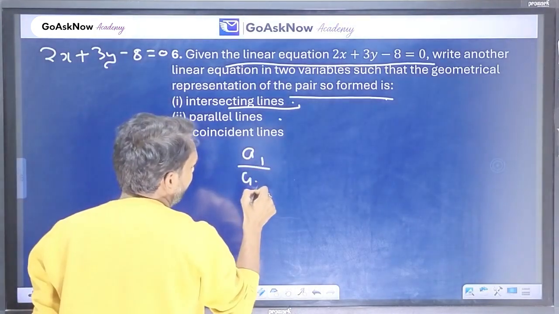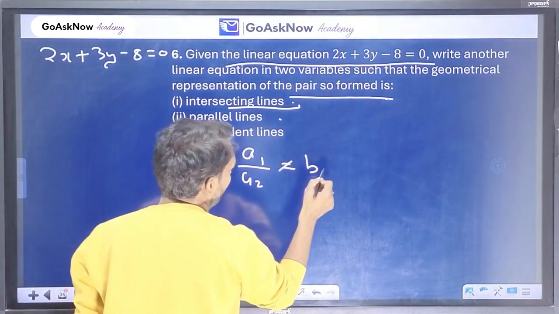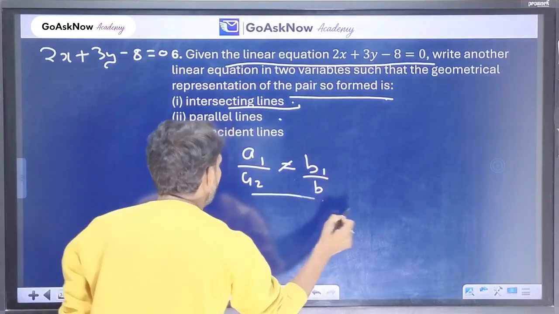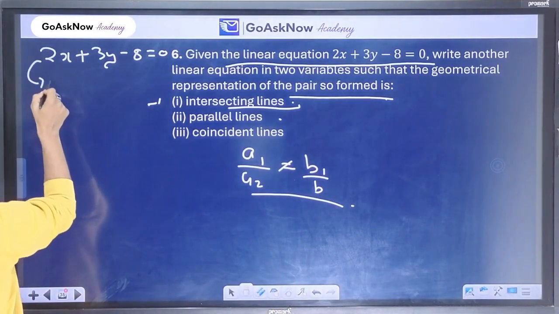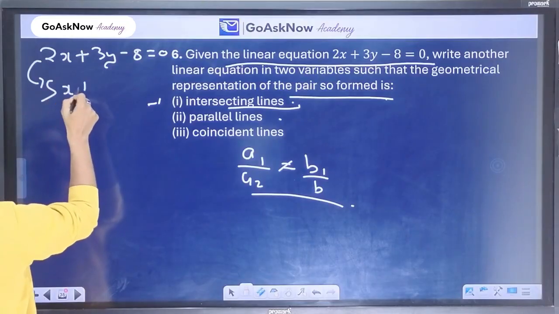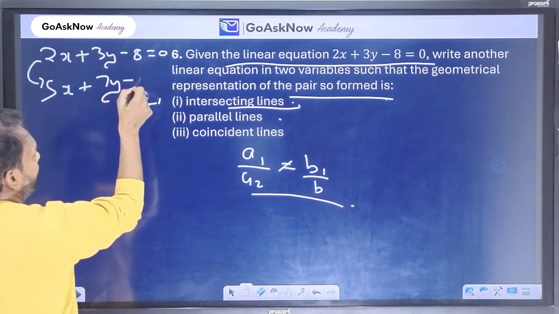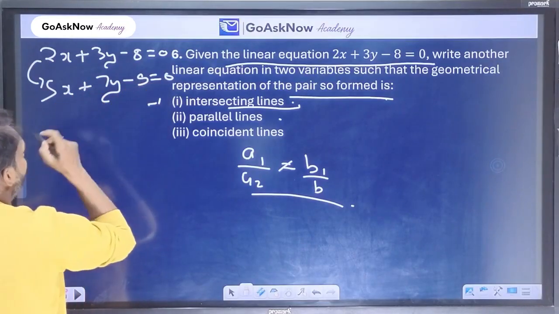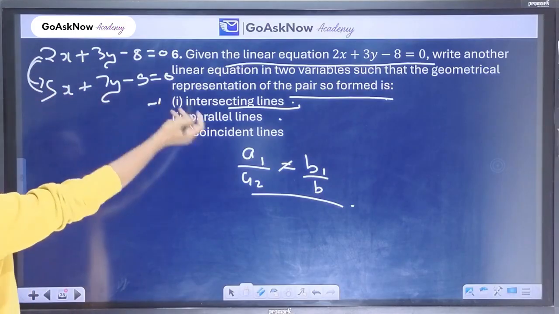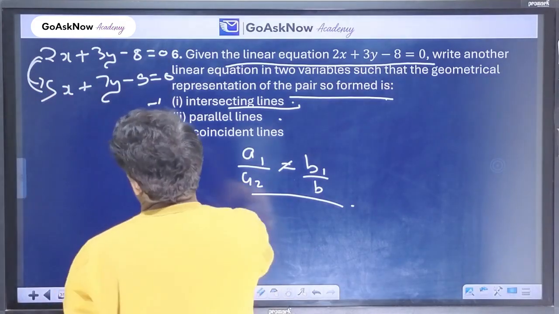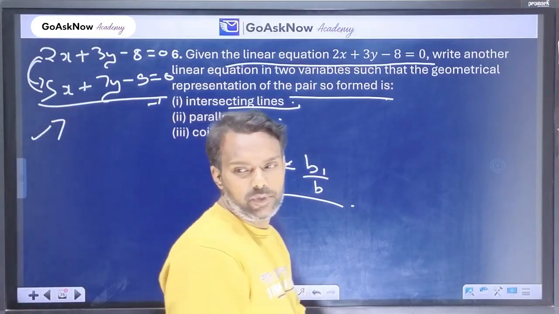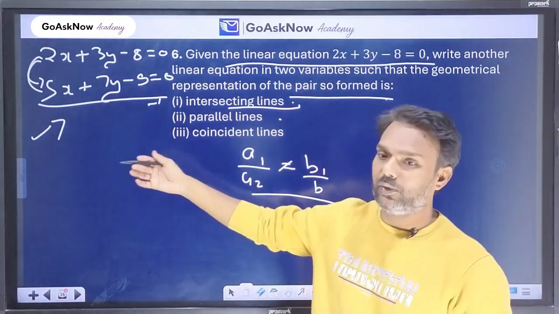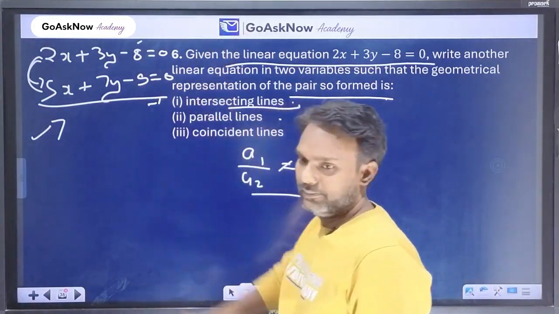Now, with the help of A1 upon A2 not equal to B1 upon B2, we'll find intersecting lines. Means let's take any numbers, 5x and 7y minus 9 equal to 0. Because I know that 2 upon 5 is not equal to 3 upon 7. Therefore, we can have an infinite number of equations which represent a unique solution with this equation.